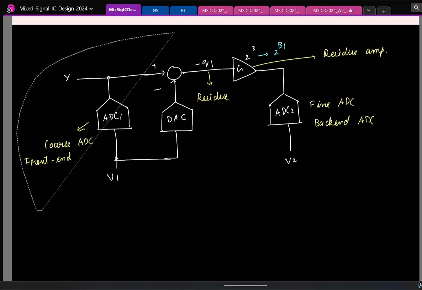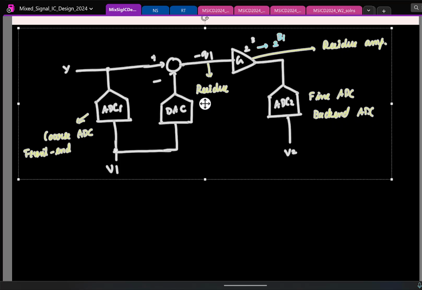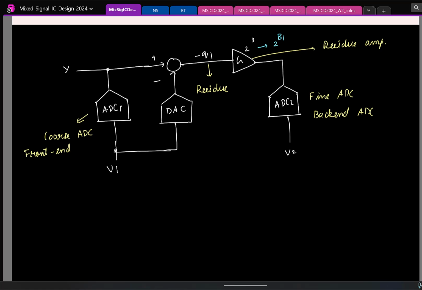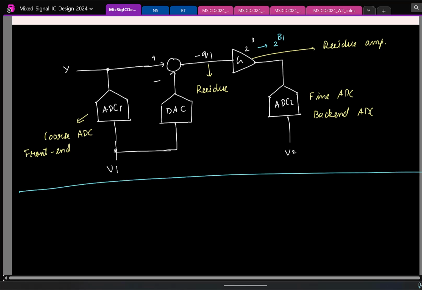And if I can basically extend it to n steps also, right? So let's just write that. So let us say I have n steps, and let us say in the kth step I have an ADC with Bk bits of resolution, and the gain I use is Gk, which is 2 power Bk, and the output is Vk.